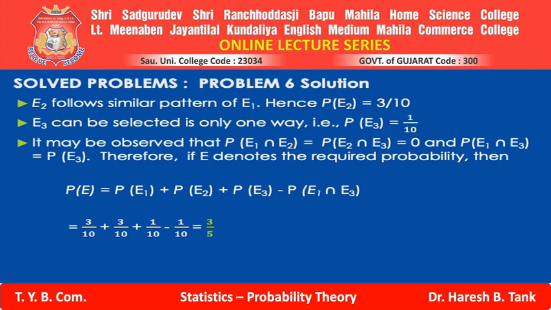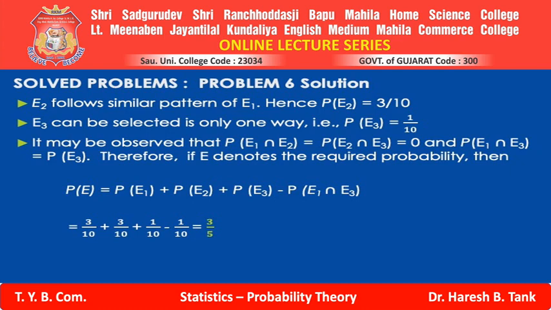E3 can be selected in only one way. So probability of E3, selection of A, B and C, that can be done only in a single way. So it is 1 upon 10. It may be observed that probability of E1 intersection of E2 and probability of E2 intersection of E3 goes to 0 since they are mutually exclusive. But probability of E1 intersection of E3 is the same as probability of E3.